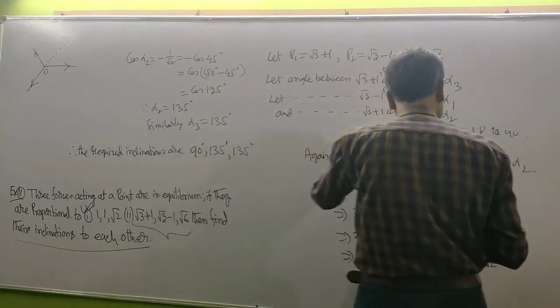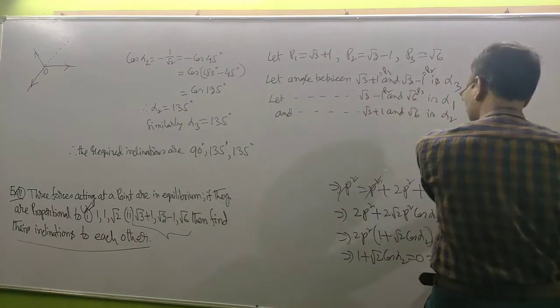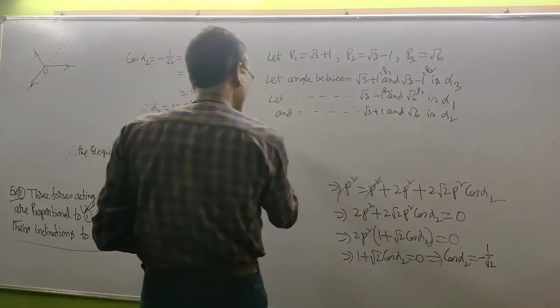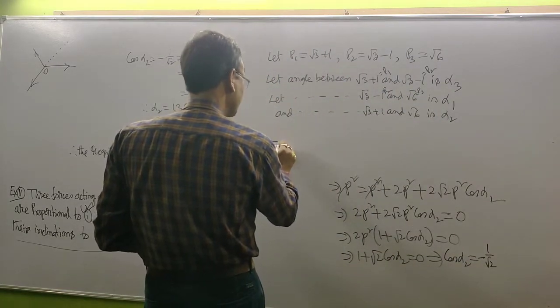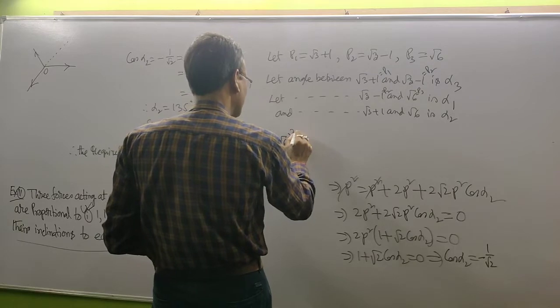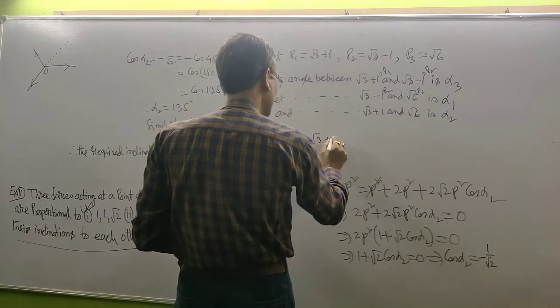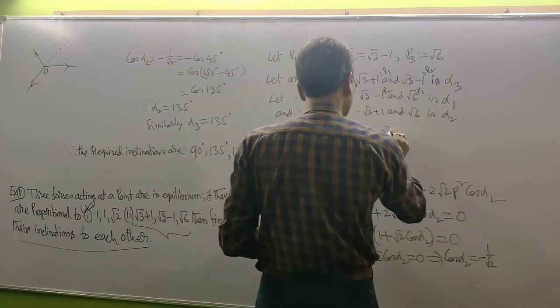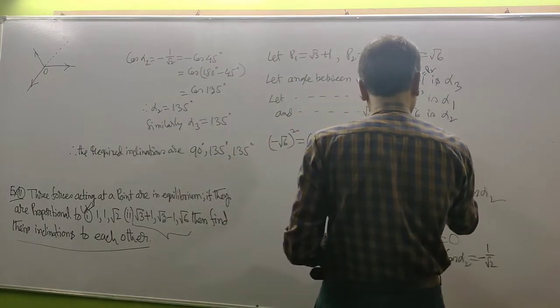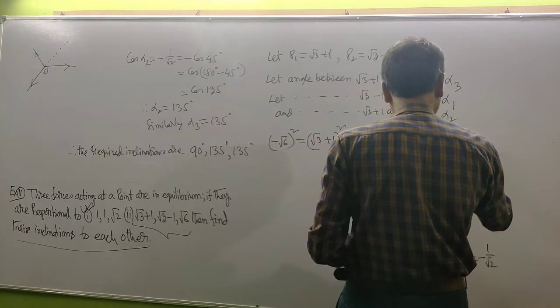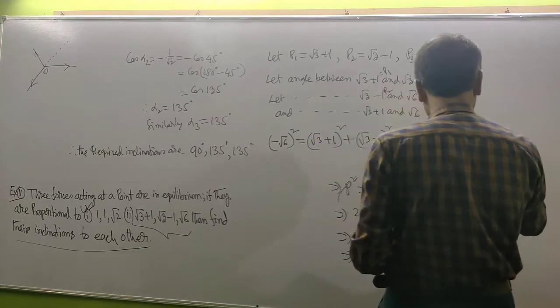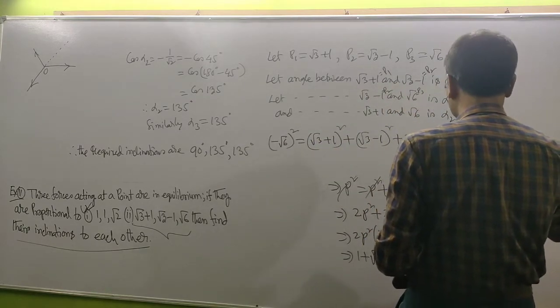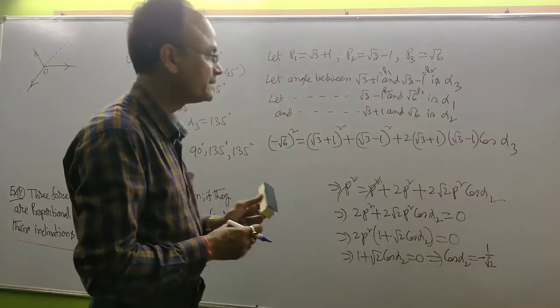Just as before, you may write minus root 6 whole square should be equal to root 3 plus 1 whole square plus root 3 minus 1 whole square plus 2 times root 3 plus 1 into root 3 minus 1 into cos of the angle between them, alpha 3.